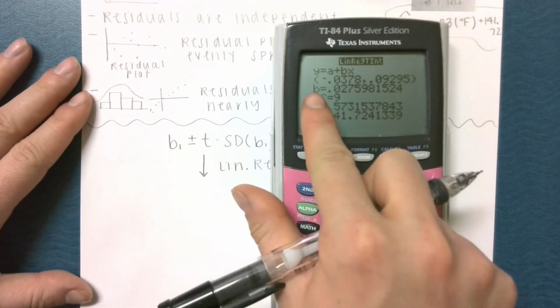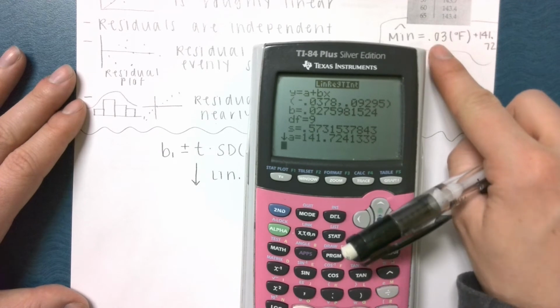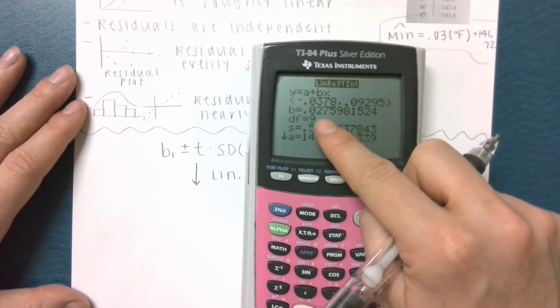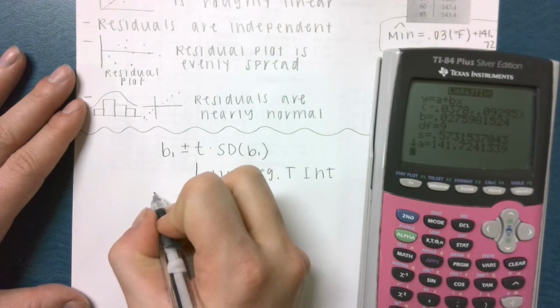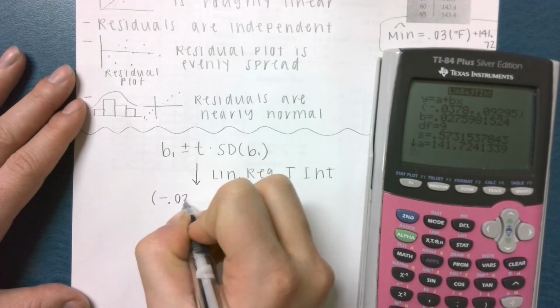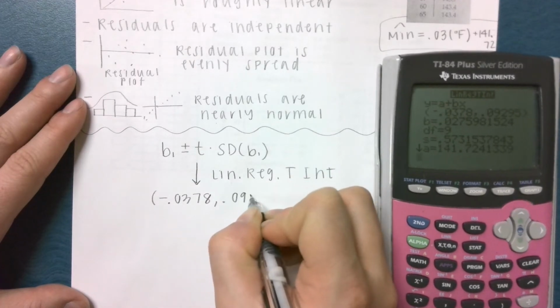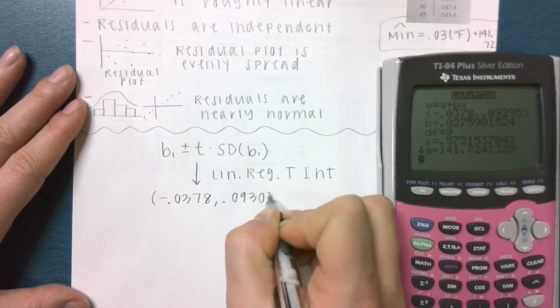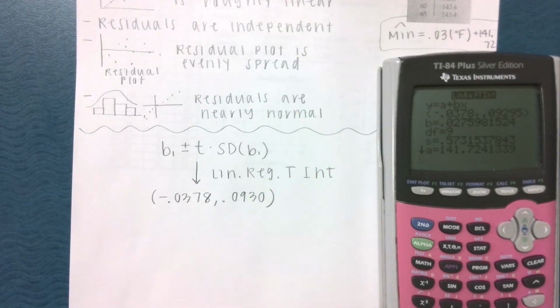Hey, I do like to check and make sure this b value should match the slope we had in the very beginning here. And it does, 0.03, 0.03, so we're good. So let's just go ahead and jot down this interval. Did a little bit of rounding on that upper bound of my interval.